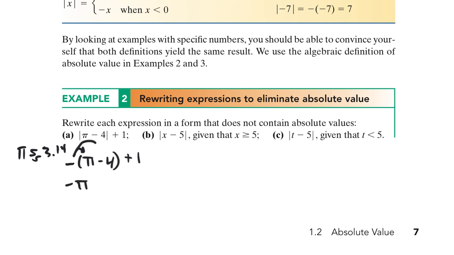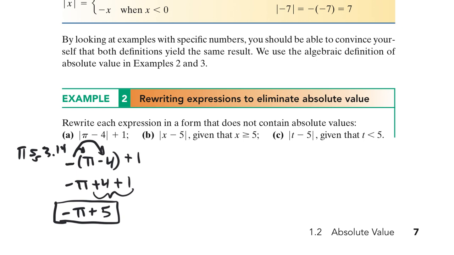And then negative times negative is positive, so +4, and then there's a +1. And 4 plus 1 is 5. So the answer to this is the opposite of pi plus 5. And there, I'll box that right there. So that's the answer to that one right there.